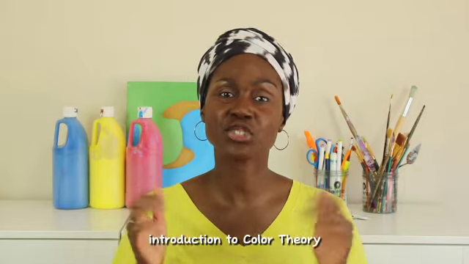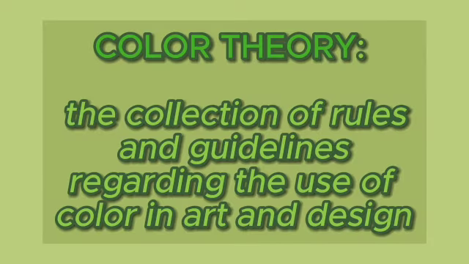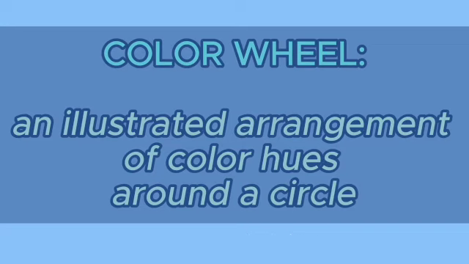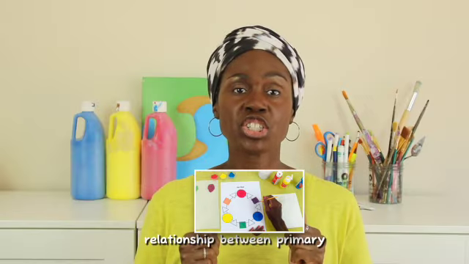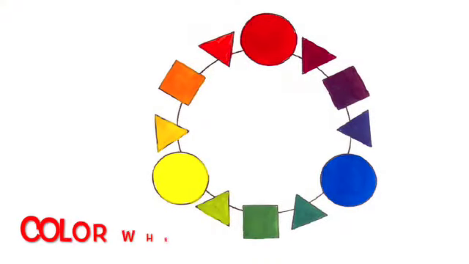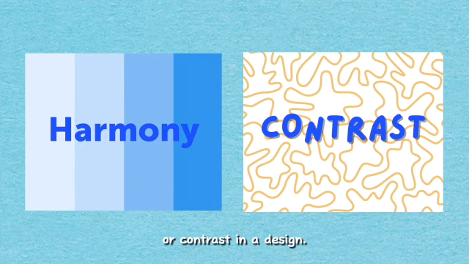This lesson is an introduction to color theory and the color wheel. Color theory is a term used to describe the collection of rules and guidelines regarding the use of color in art and design. A color wheel, or color circle, is an illustrated arrangement of color hues around a circle, which shows the relationship between primary, secondary, and intermediate colors. The color wheel can be helpful when you are trying to create harmony or contrast in a design.